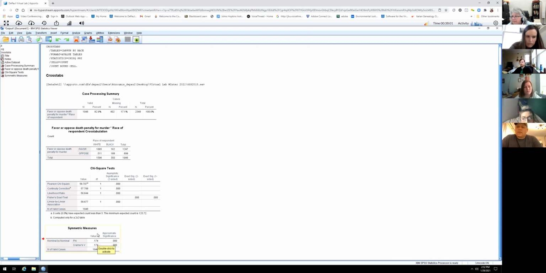Go ahead, Edward. So that's basically saying, yes, there's a relationship between the two, but it's weak. So they're saying race does not have as much of an effect on their opinion on the death penalty as something else could. Correct.